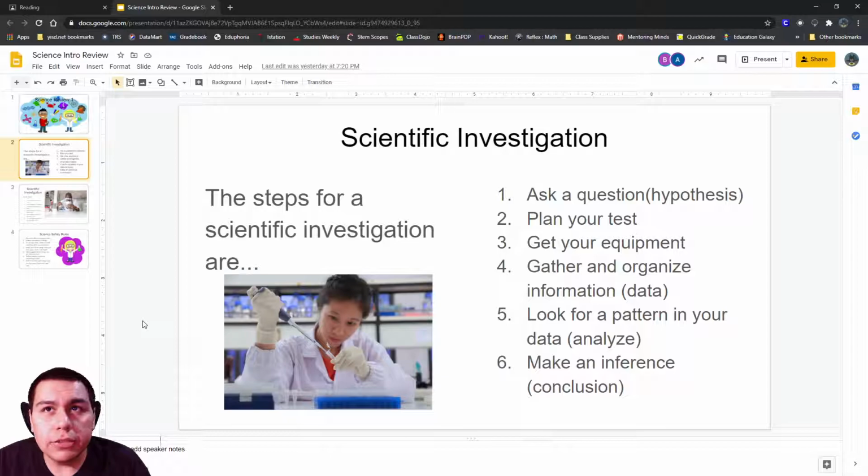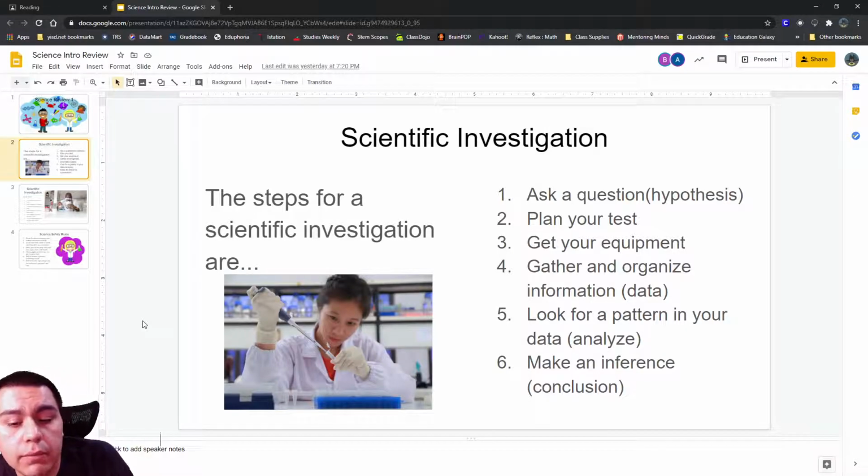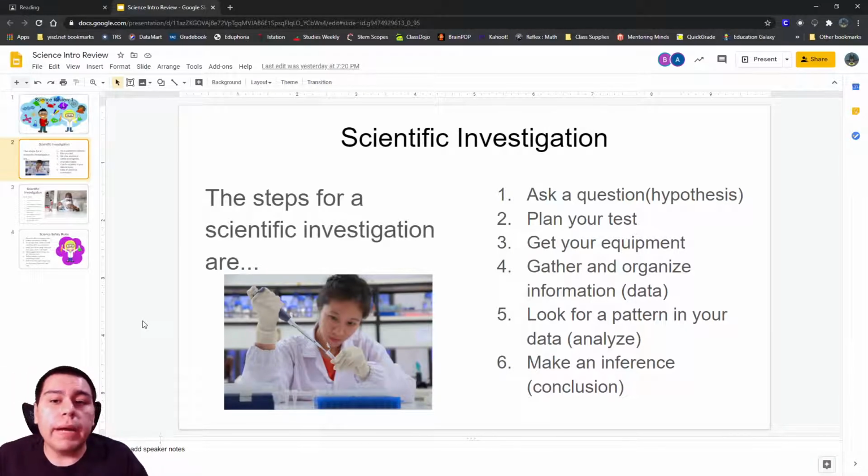You start to plan your test and you get whatever equipment or anything that you need to do your test. Then you take all that information you get and you have to organize it. You have to put it all together and organize it in a way that makes sense. Then we go ahead and we look for a pattern. We look to see if there's something that we notice keeps happening over and over again. And finally, we make an inference or a conclusion.